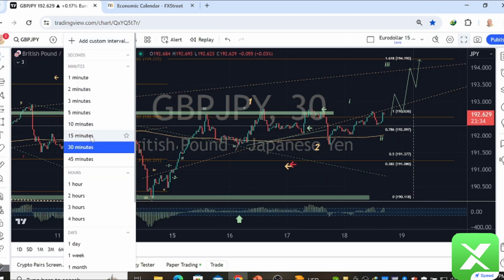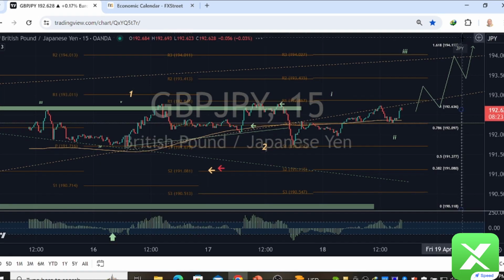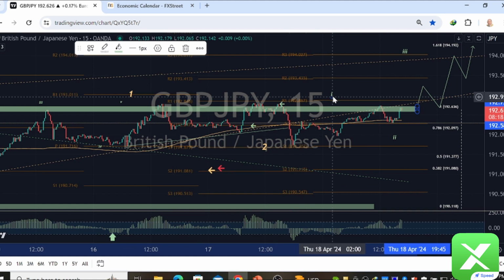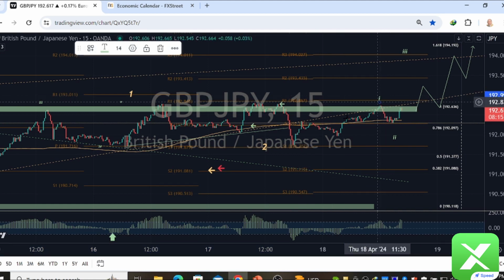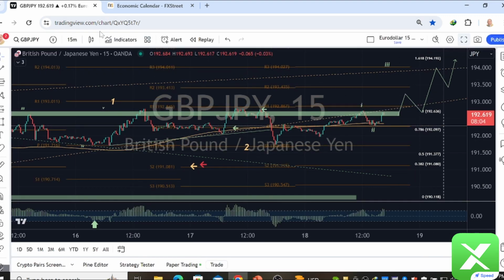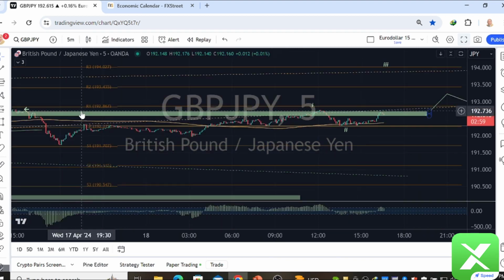15. We have a trigger on the 15 again. We need to see a positive feed out of the 5 minutes, and we're not really seeing it so far. At least not convincing.